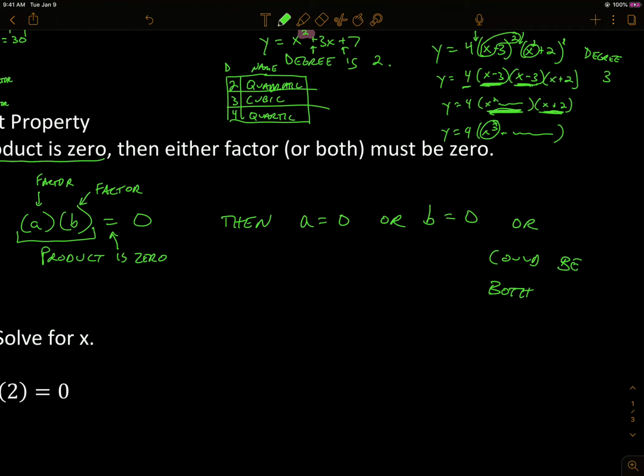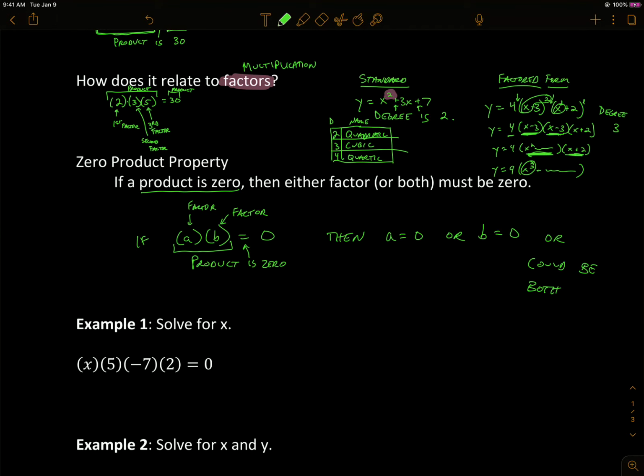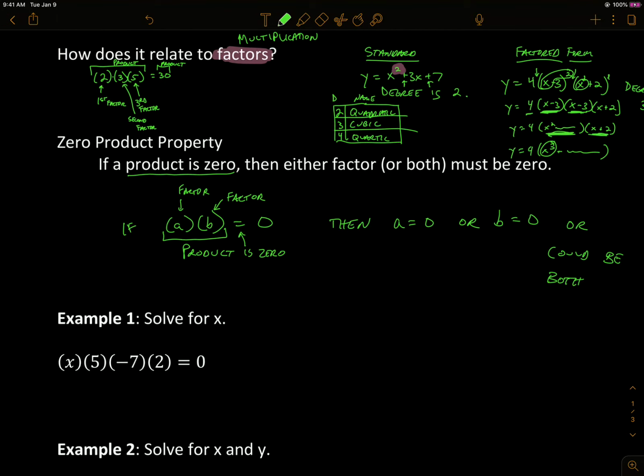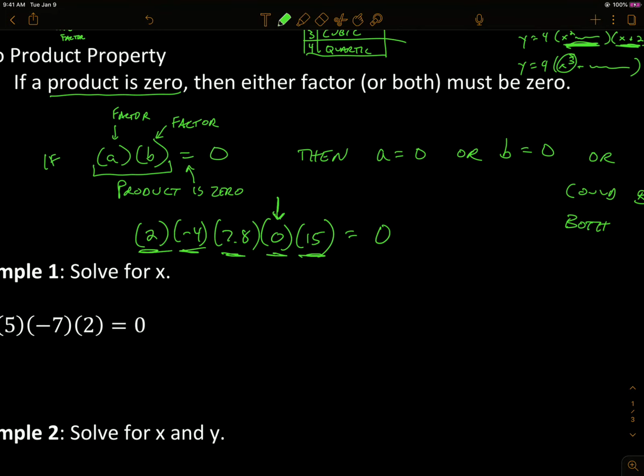We've sort of always known this since like grammar school, right? The idea would be like if I asked you what is 2 times -4 times 7.8 times 0 times 15. You don't need a calculator or anything really to think about this because you already know the zero product property. This is kind of in reverse. Since one of the factors, right, I've got 1, 2, 3, 4, 5 factors, only one of them needs to be 0 to make the whole thing equal to 0. So that's kind of the reverse of the zero product property.